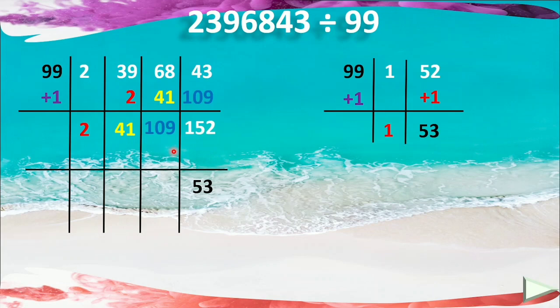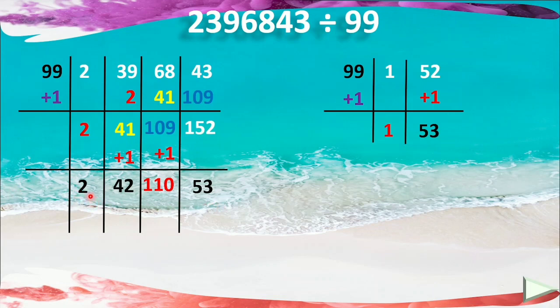In 53 there are 2 digits. Now write 1 here just below 109. After adding you will obtain 110. In 110 there are 2 digits, and write down 1 just below 41. Now the result is 42 after adding.